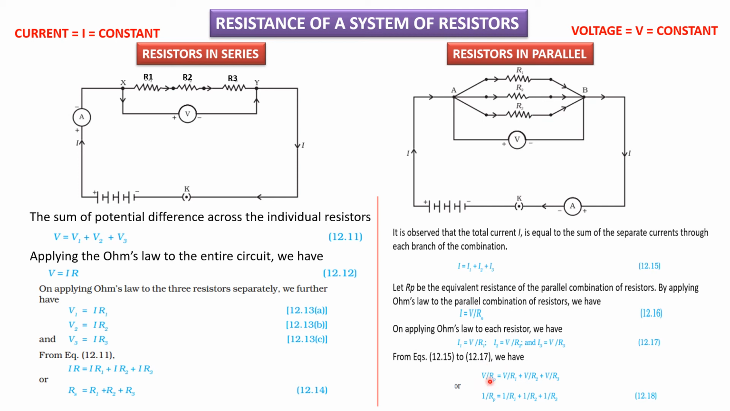See here, what is I? V by R total is equal to V by R1 plus V by R2 plus V by R3. V is constant, so V goes away. Left side is equal to right side, so it gets cancelled. So what is left over? 1 by R total is equal to 1 by R1 plus 1 by R2 plus 1 by R3. You should practice both. In series you should remember the total RS is equal to R1 plus R2 plus R3. Simple. But in parallel resistance, you should take it as 1 by R. That is the only difference.